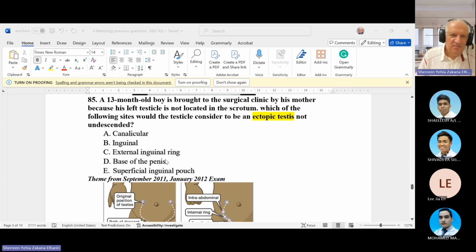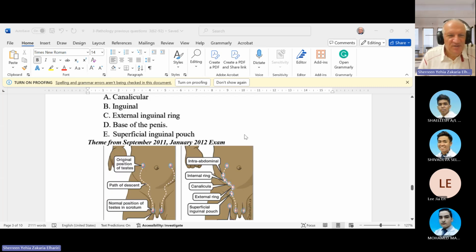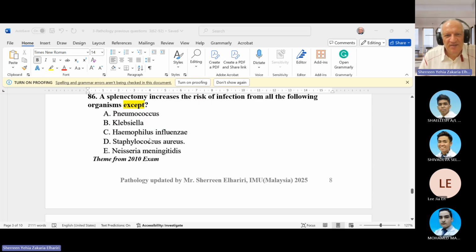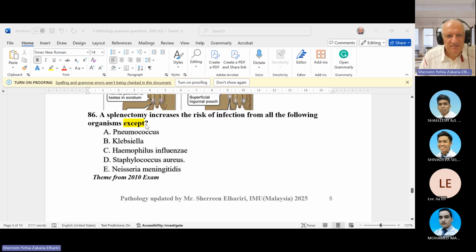Okay. By the way, in some versions of this question on the internet and YouTube, they put the answer as superficial inguinal pouch, but I reviewed it many times and in many texts, so it is still that the superficial inguinal pouch is undescended, and the base of the penis is ectopic. Okay. Just to see the others, this is why I put this picture.